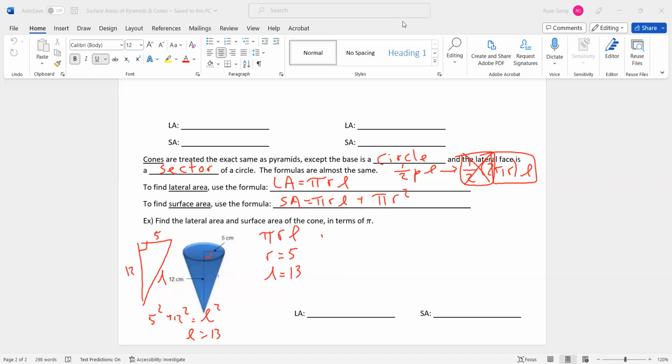So pi times 5 times 13 is 65 pi for the lateral area, and that's centimeters squared. And then the surface area just adds on to that pi r squared. So it adds on 25 pi. 65 plus 25 is 90 pi centimeters squared. And that's it for cones and pyramids.